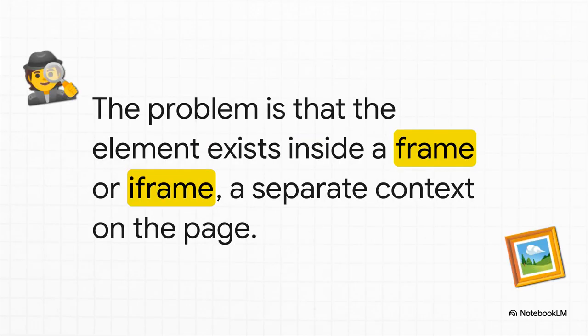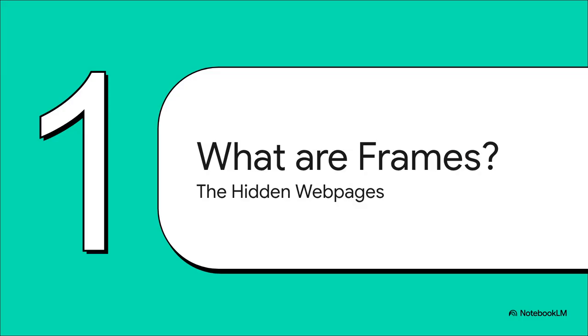See, the element isn't a ghost. The problem is that it's living in a completely different neighborhood than the rest of the page. The culprit, almost always, is a little piece of web architecture that's hiding right there in plain sight. An iFrame. So if we're going to defeat this enemy of automation, we first have to understand it. What exactly are these frames, and why do they cause our scripts so much grief?